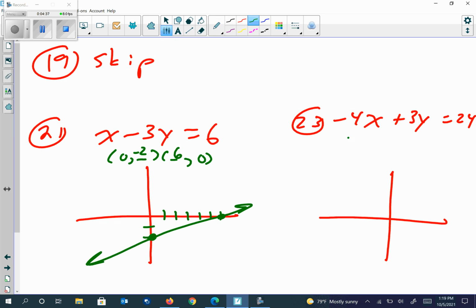Okay, again, number 23, we can do the cover method, 0 comma blank and blank comma 0. The reason we use the cover method or the intercept method is because x and y are on the same side. So that's an x value, so that's going to be a y-intercept. So 3 times what number gives me 24? That'd be 8. So 0, 8. 2, 3, 4, 5, 6, 7, 8. And then this is a y value right here, so we can go ahead and plug that in for y. So negative 4 times what number gives me 24, and that would be negative 6. 2, 3, 4, 5, 6. Connect the dots, and you're good to go.